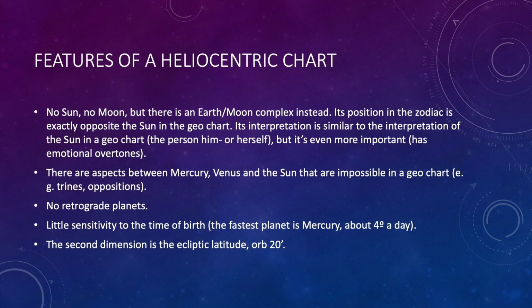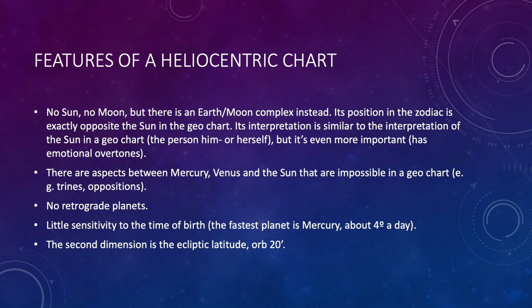Another important feature of a helio chart is that no planets can be retrograde in it. Retrograde motion is a phenomenon only possible in geocentric astrology. It results from the fact that we are observing the movement of planets from a moving viewpoint.